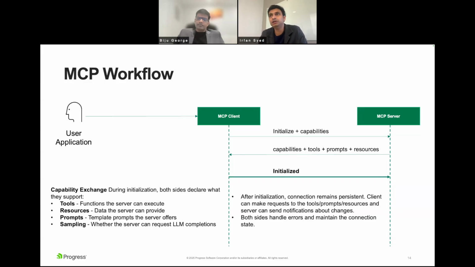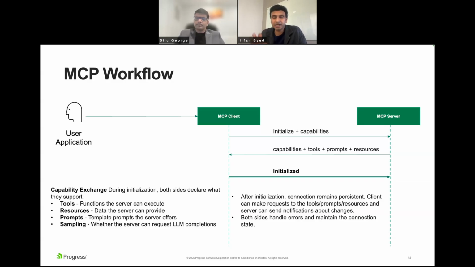Capabilities exchange happens during initialization of the MCP protocol between the client and server. They both declare what kind of features they support. The features include: do you support tools? Do you support resources? Do you support prompts? Do you support sampling? Sampling is something additional, which tells you whether the server can execute or request LLM completions.